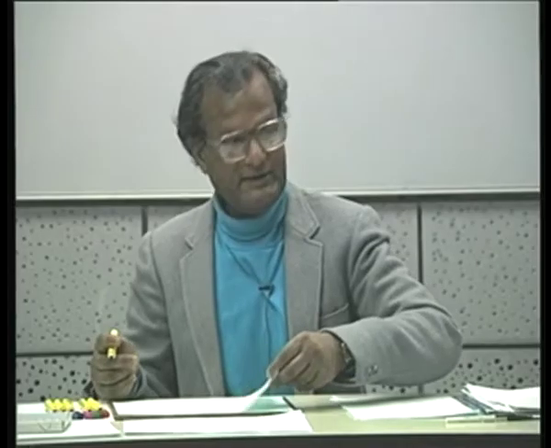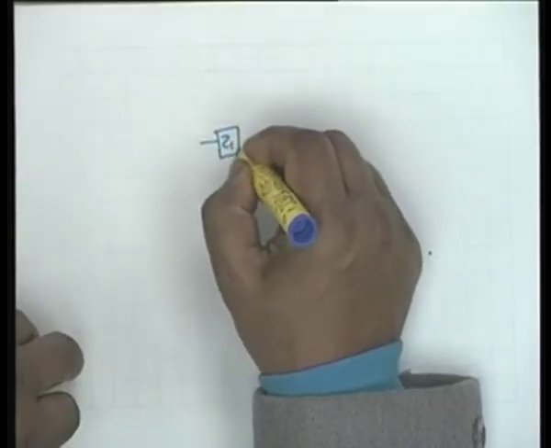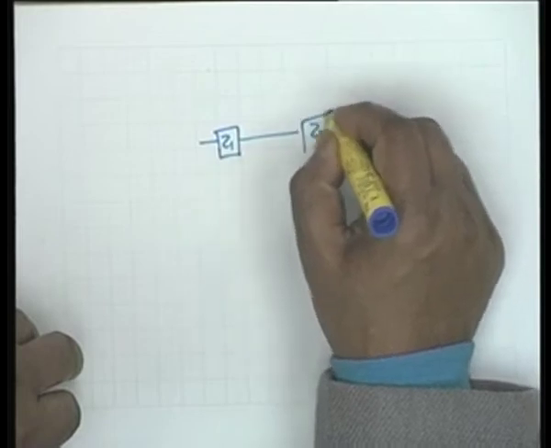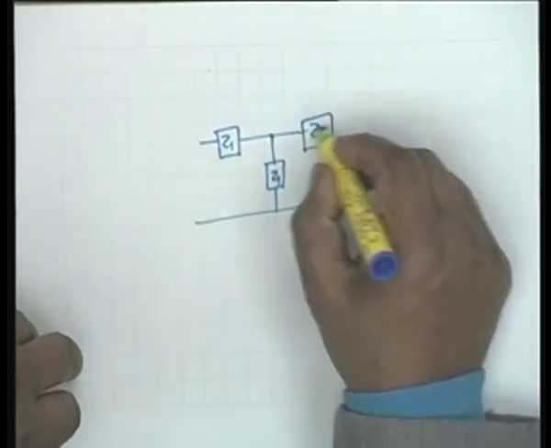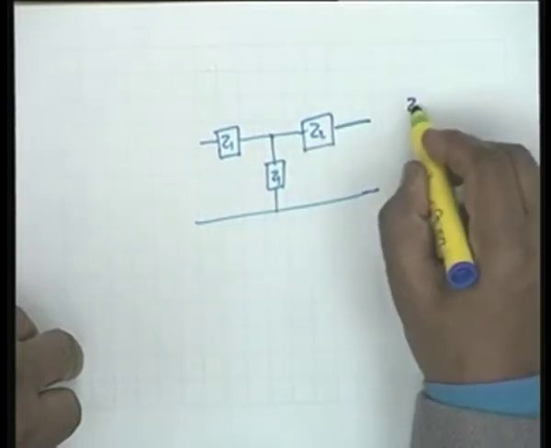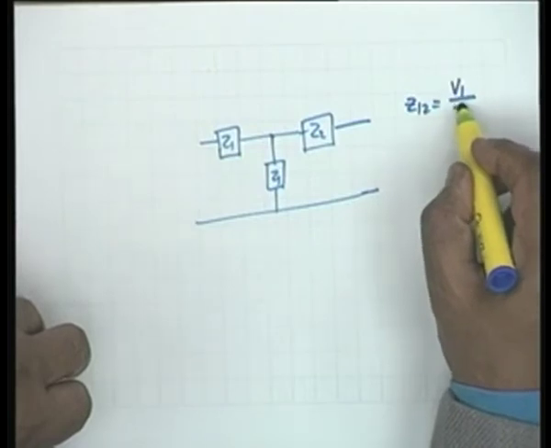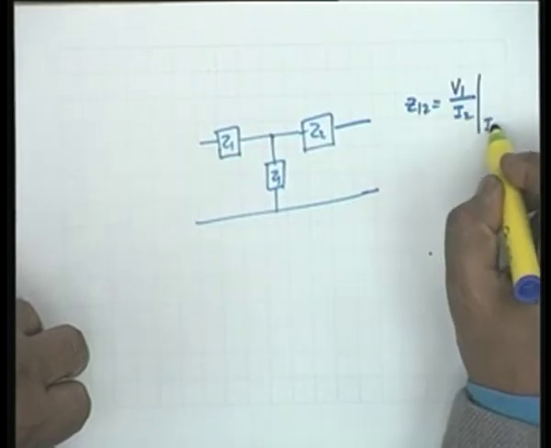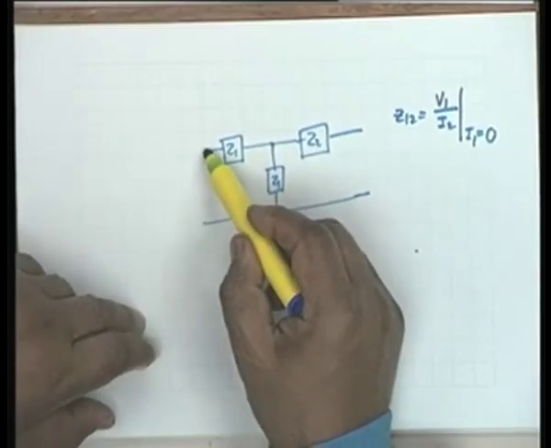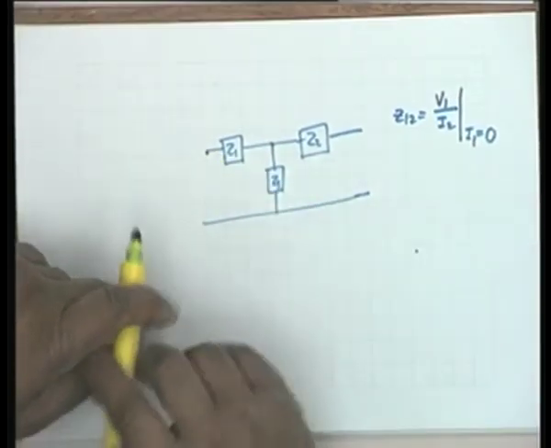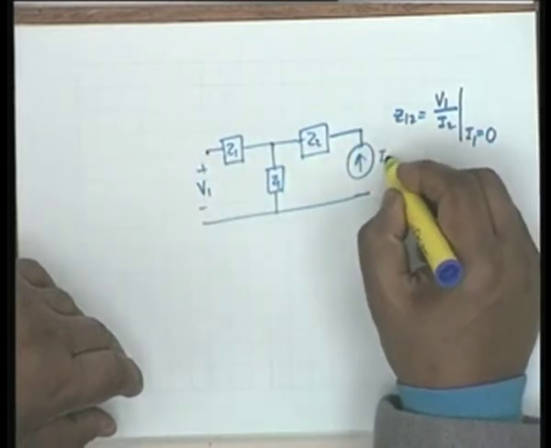Let us look at the other two parameters. This is the network Z1, Z2, Z3. To find out Z12, you recall the definition of Z12, it is V1 divided by I2 with I1 equal to 0, and therefore we keep this open and we find out V1 with a current generator I2 here.